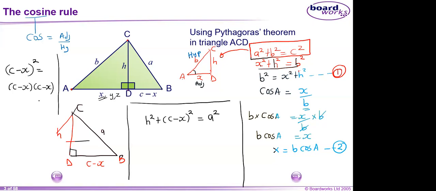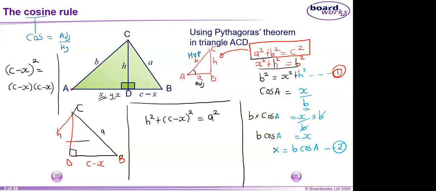Members, Kasumba is lost. Kasumba, raise your hand and ask. Unmute. Yeah, master, I stopped understanding your equation 2. Where have we got this H squared plus C minus X squared equals A squared?